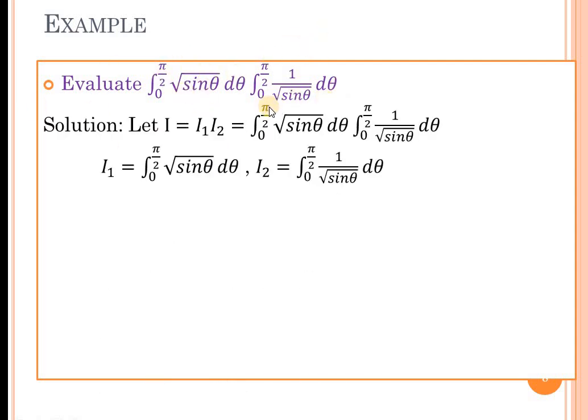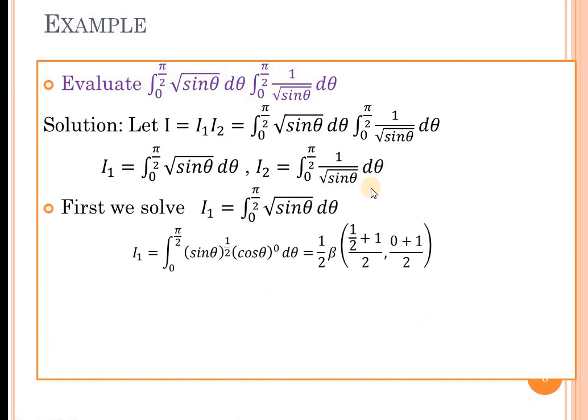Now we let I1 be the first part of the integration and I2 the second part. So I1 is integration 0 to pi by 2 root of sine theta d theta, and I2 is integration 0 to pi by 2 1 upon root of sine theta d theta. Now first we solve this I1.